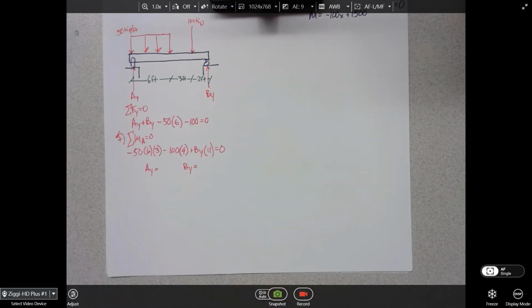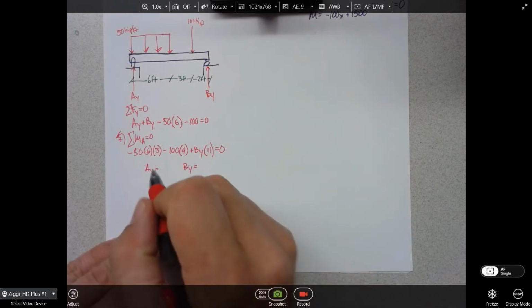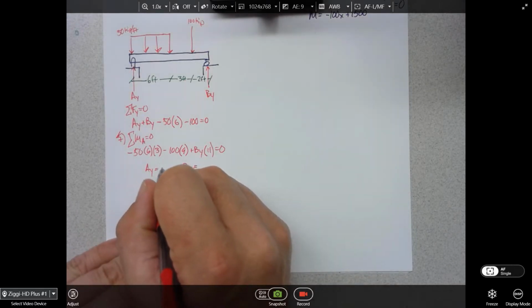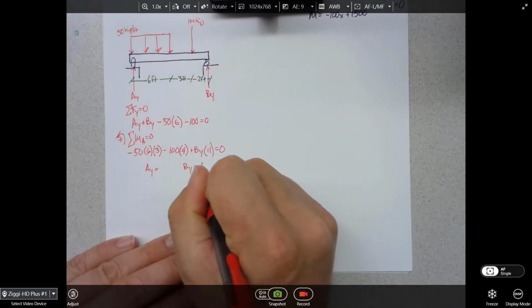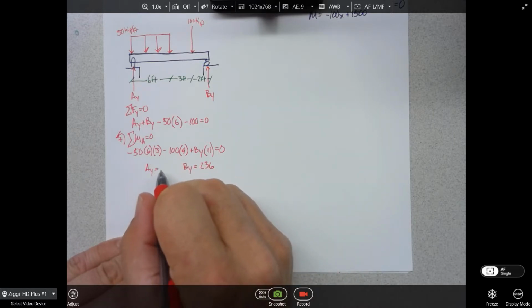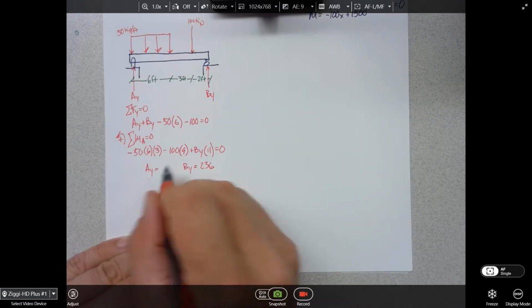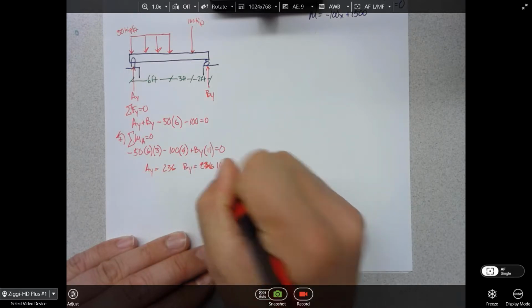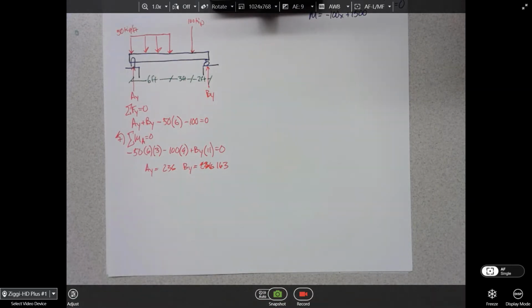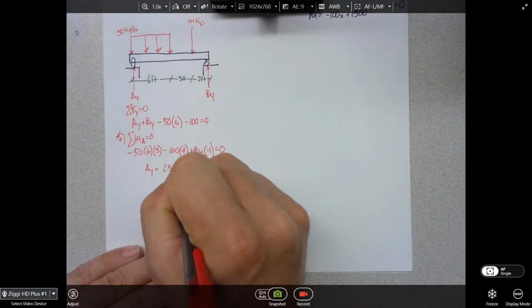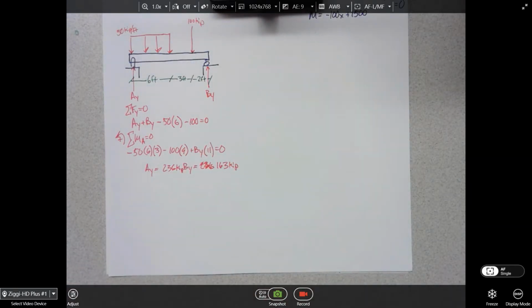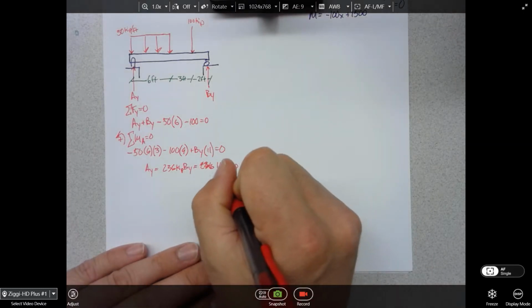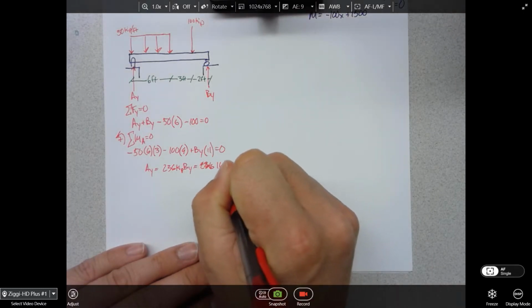Did you get some equations like this, hopefully? What'd you get for AY and BY? 236? Yep. AY is 236, BY is 163. Okay. AY is 236 and BY is 163, and that'd be kips, right? Okay.